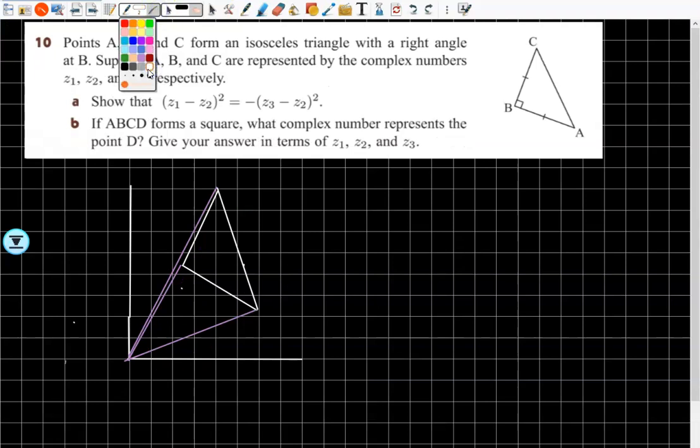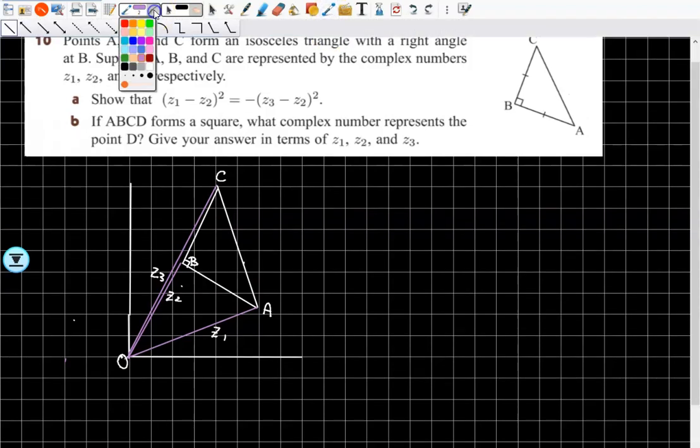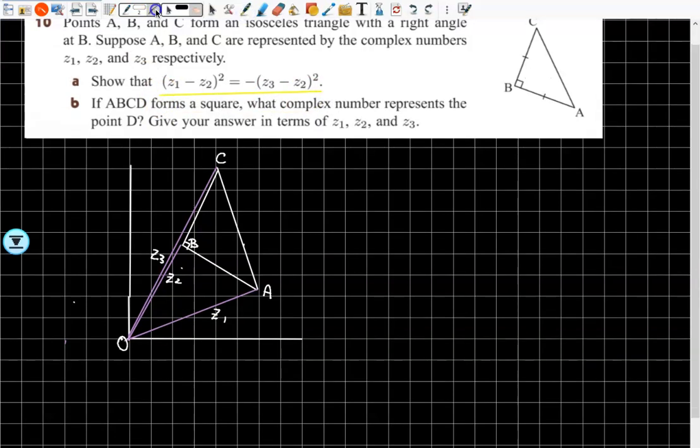Okay, so I've got A, I've got B, which is a right angle, and I've got C. This is Z1, this is Z2, and this is Z3, and now I wish I had tilted my triangle a little bit more to the left, so there was a bit more space there, but anyway. We want to show this thing here. So how do you propose that we go about that? Josho.